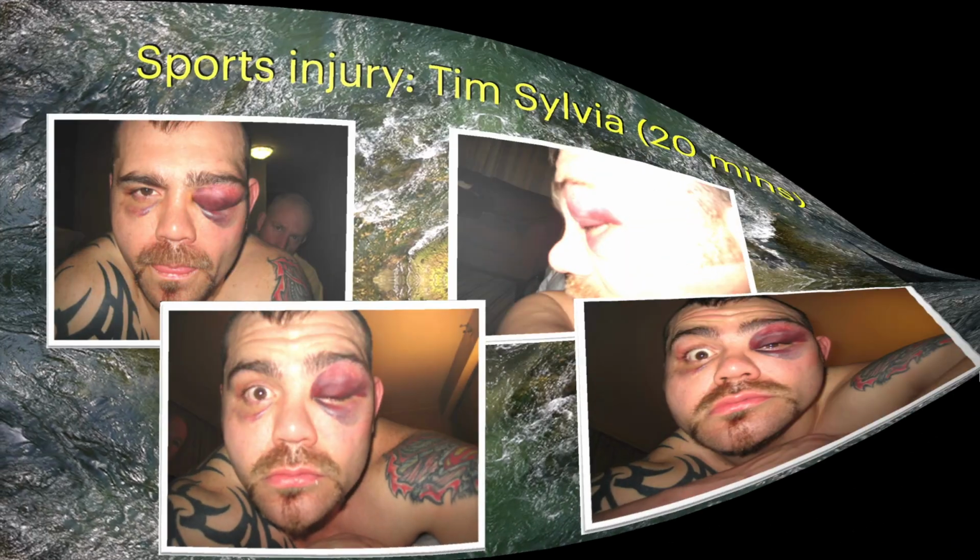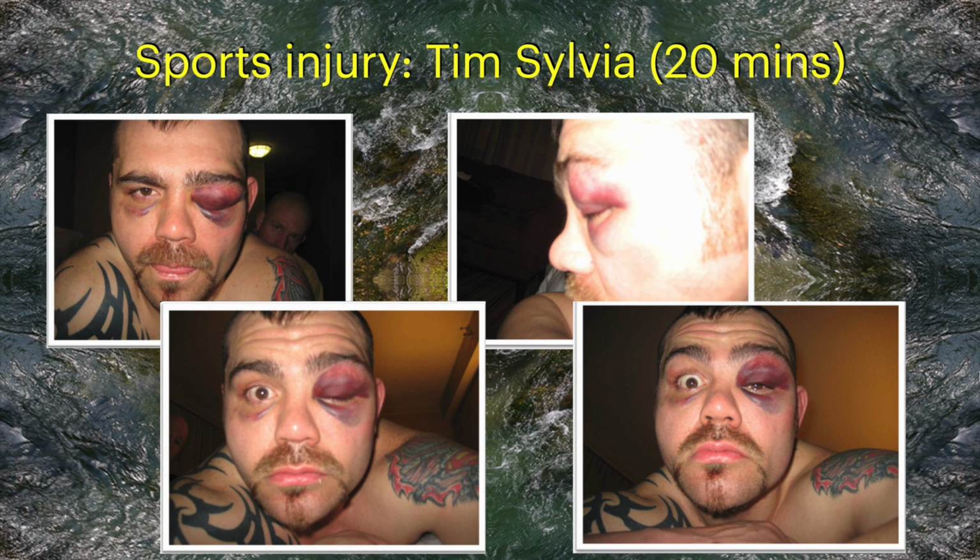This is a sports injury. The top left image shows the eye is completely closed, and bottom right, after 20 minutes, the eye is now able to open a little bit, an amazing reduction in swelling in such a short period.